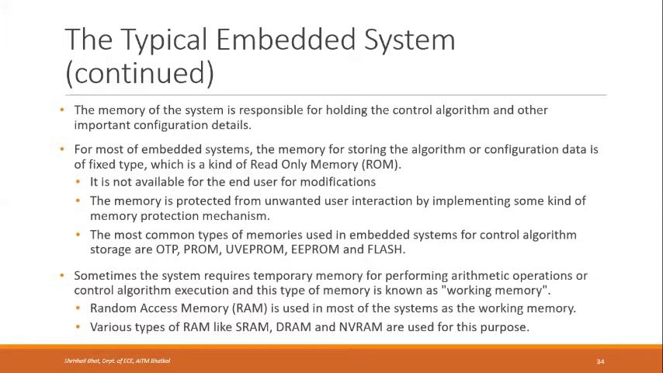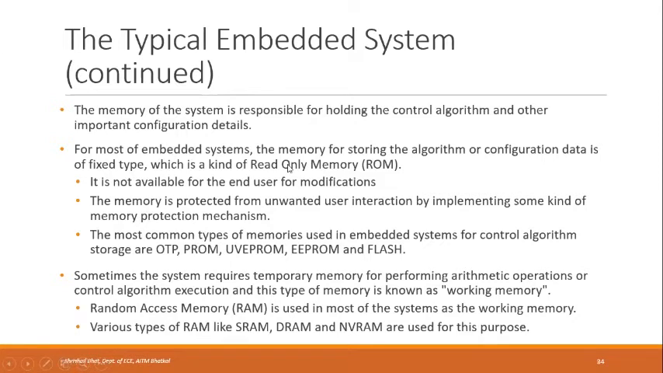Some types of memories which are used as program memory are OTP, which stands for one-time programmable memory. Then PROM stands for programmable read-only memory. Then UV-EPROM stands for ultraviolet erasable programmable ROM. EEPROM is electrically erasable programmable ROM. Then flash memory. We will see each of these types later when we discuss the memory part. So these are some types of ROM, read-only memory.